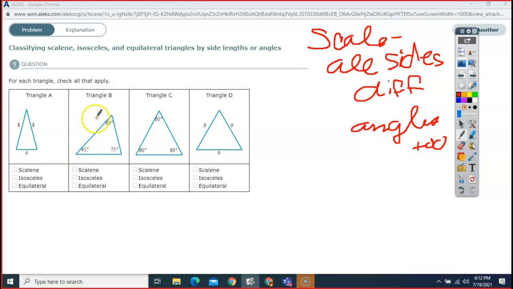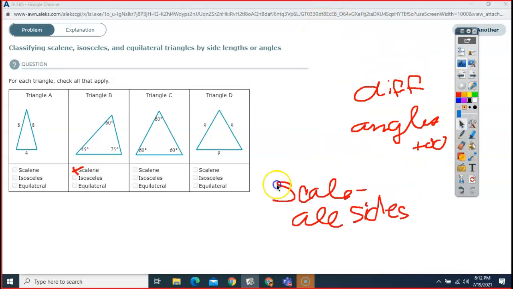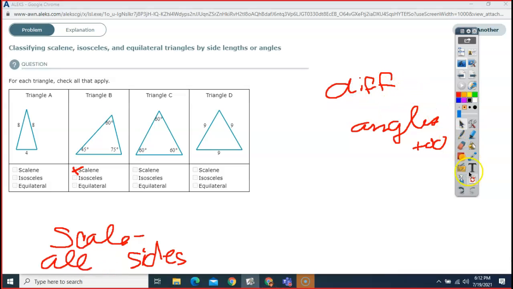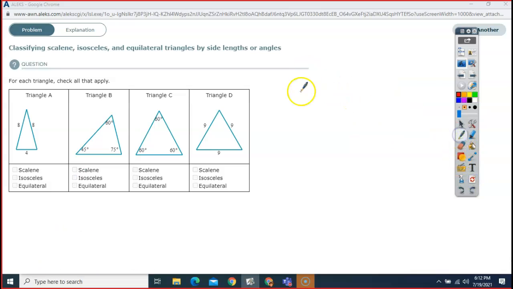So all of these are the same. 1, 2. I said there's 3 different. So this is definitely scaling. This one has 2 8s, so that doesn't count as scaling. All right, so that's scaling. Everything is different. Angles are different. Numbers are different. The other thing we need to know is isosceles. Isosceles means at least 2 sides are the same.